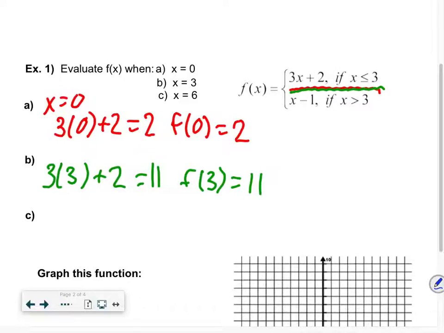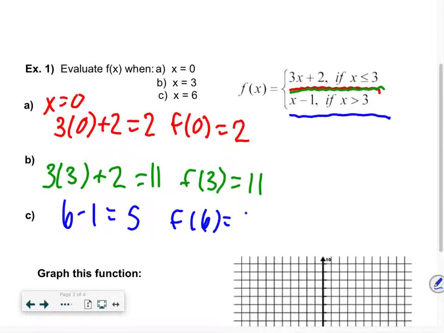Natural. Alright, if x is 6, am I on top or bottom? Bottom. Plug in 6 for x, so I have 6 minus 1 gives me 5. So my f of 6 is 5.